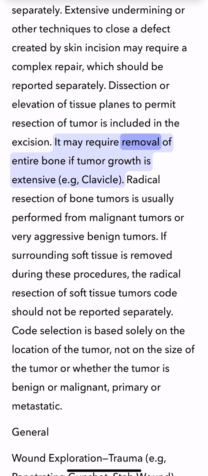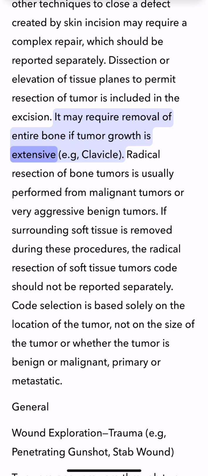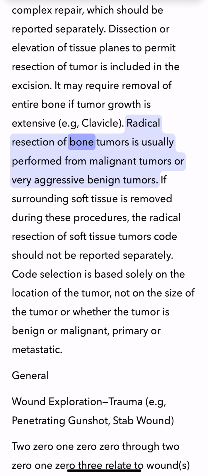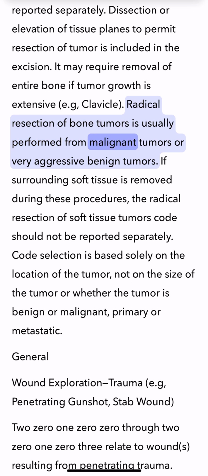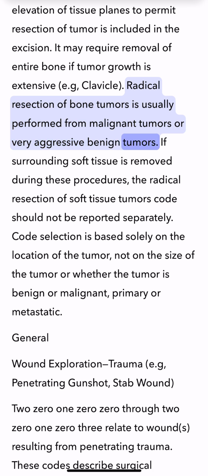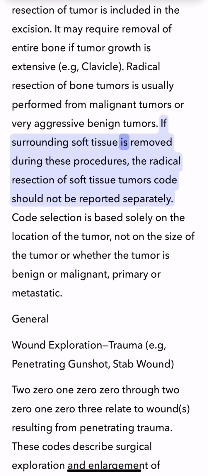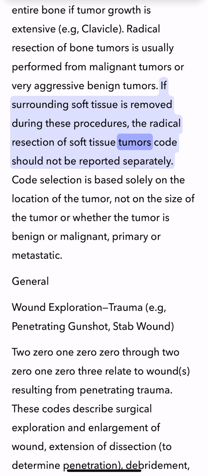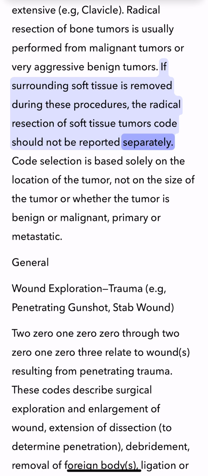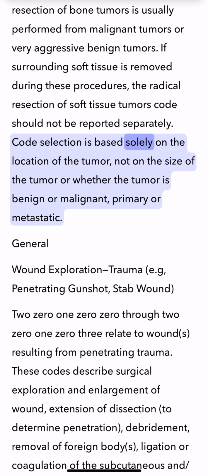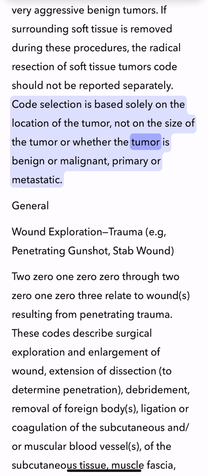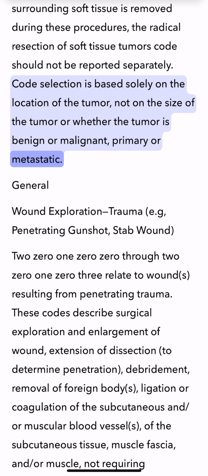It may require removal of the entire bone if tumor growth is extensive, for example, clavicle. Radical resection of bone tumors is usually performed for malignant tumors or very aggressive benign tumors. If surrounding soft tissue is removed during these procedures, the radical resection of soft tissue tumors code should not be reported separately. Code selection is based solely on the location of the tumor, not on the size of the tumor or whether the tumor is benign or malignant, primary or metastatic.